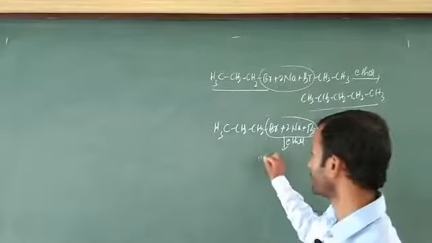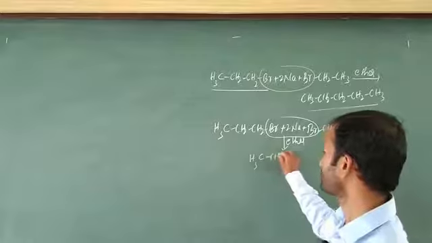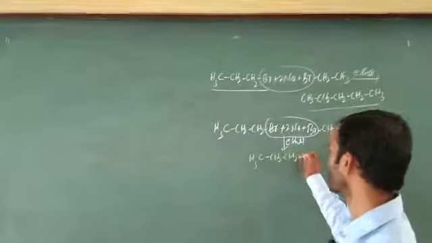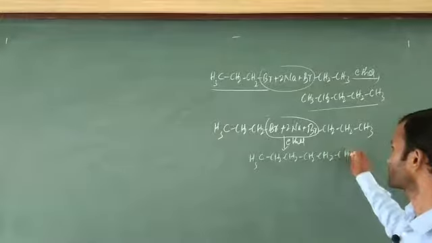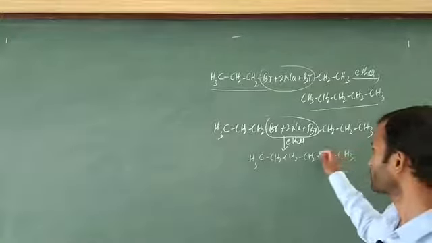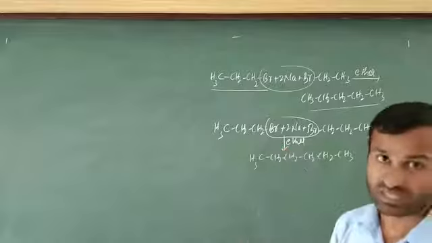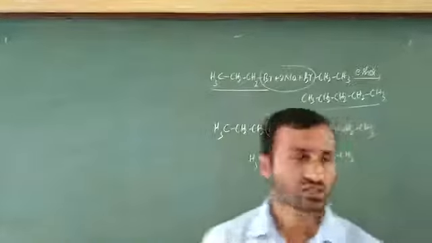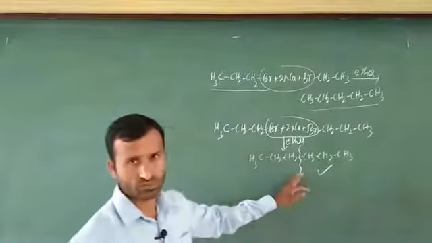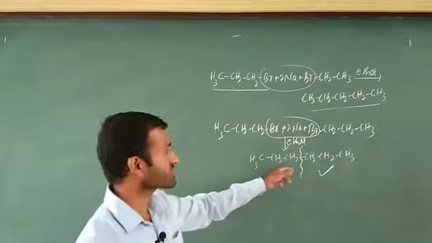In this case you have to write CH3, CH2, CH2, CH2, CH2, CH3. You have to count the number of carbons: 1, 2, 3, 4, 5, 6. Okay, 6 carbons. There must be a symmetry, so this is a major product, 100% because it is symmetrical in nature.